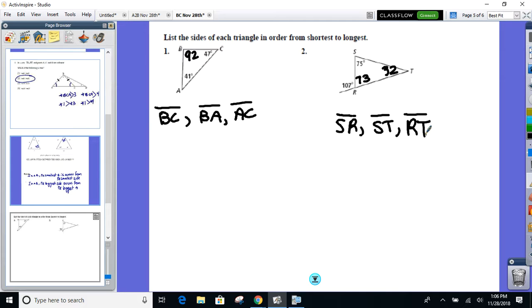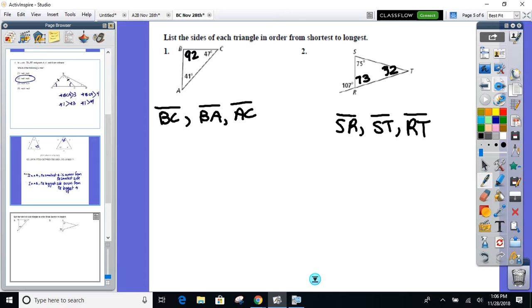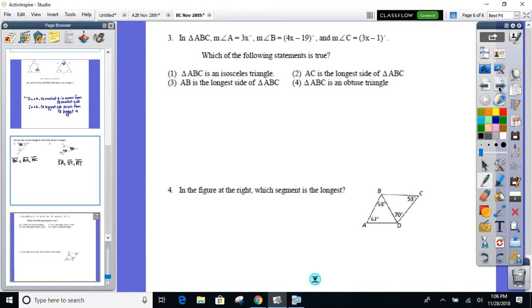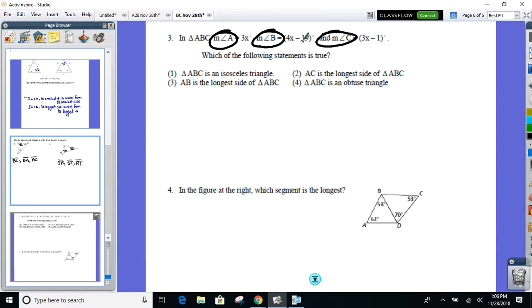Anything there? All right, a little different. Going to make you do a little algebra for me. Angle A, angle B, and angle C. Which of the following statements is true? Is it isosceles? Is it obtuse? Or is AC or AB the longest side? Well, what do you know about these three angles in triangle ABC? They'll always add up to 180 degrees. So there's a start to finding X and the angles.